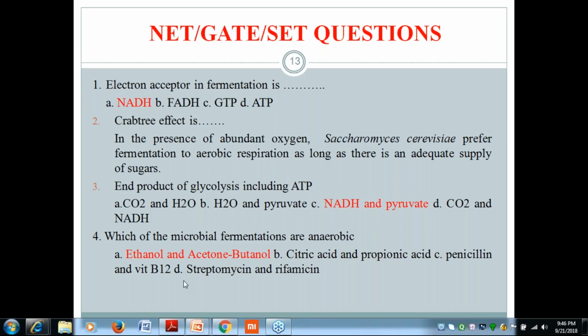Now the fourth one, which of the microbial fermentations are anaerobic? These also I have given the answer. Ethanol and acetone butanol, citric acid and propionic acid, penicillin and vitamin B12, streptomycin and rifamycin. So ethanol and acetone butanol is the microbial fermentation which is considered as anaerobic.